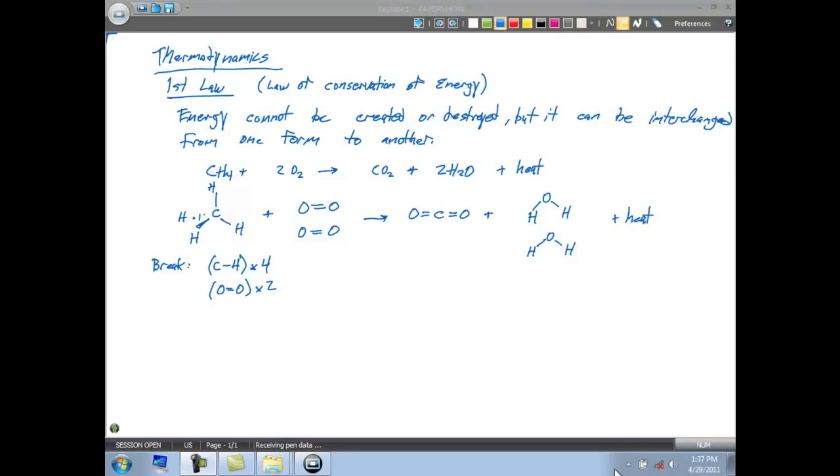Bonds that are formed are going to be our carbon-oxygen bond times 2. And in each water molecule that's formed, we have an oxygen-hydrogen bond forming. There's 2 per molecule. We have 2 molecules. So this is going to be times 4. And when we go from breaking these bonds to forming these bonds, there's going to be differences in energy, as indicated by the heat that's given off in this particular reaction.